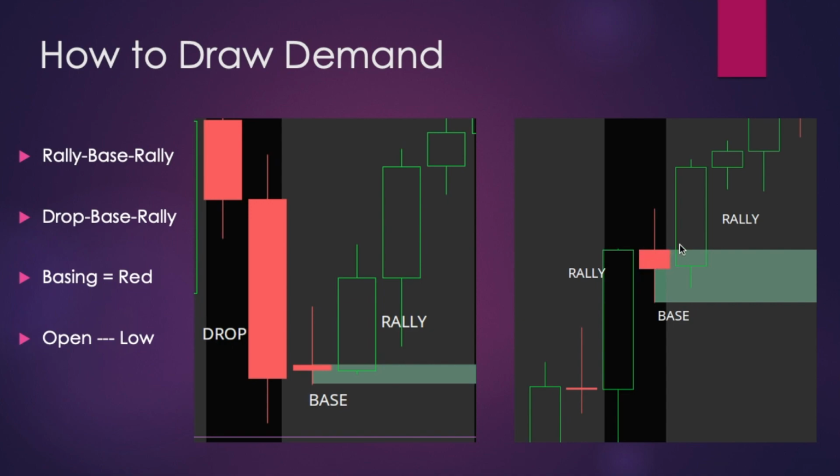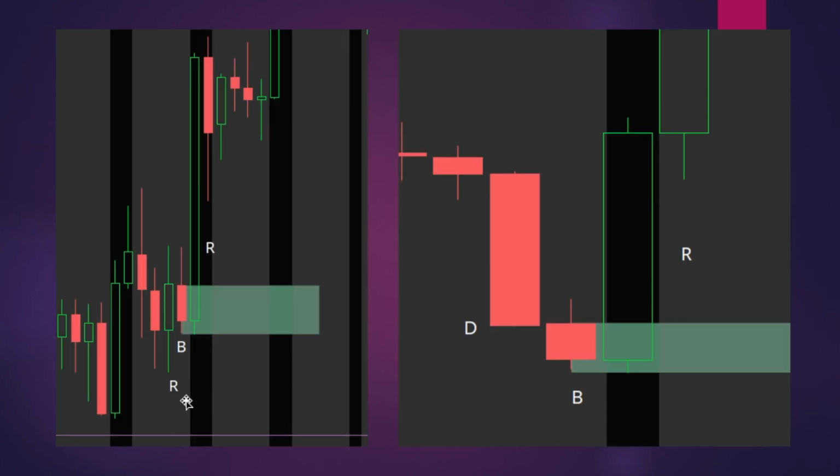So a demand zone is therefore drawn from the open of the basing candle, as you can see here, to the absolute low of the basing candle. So here are some other examples of RBR and DBR.